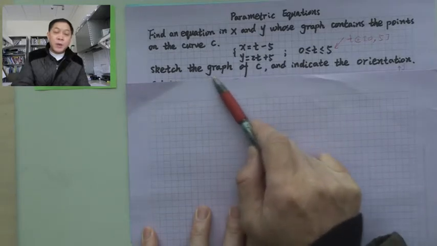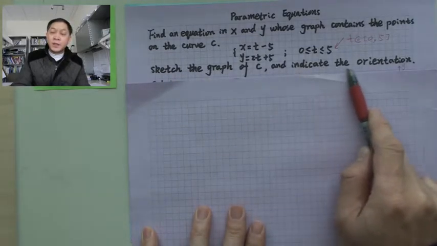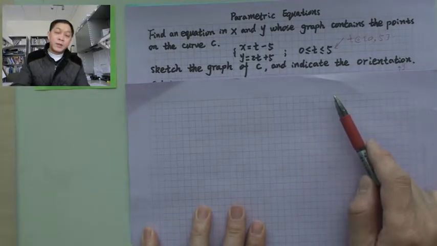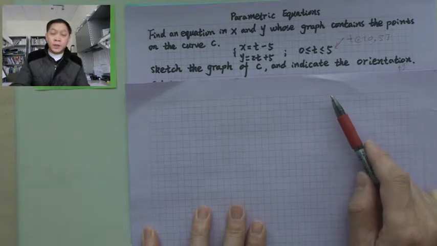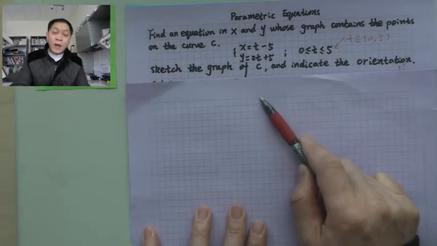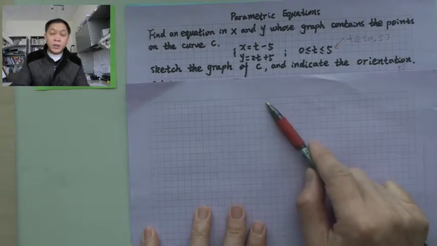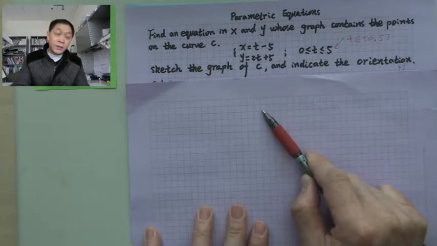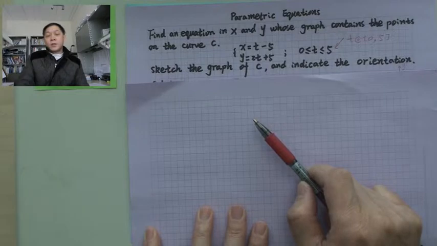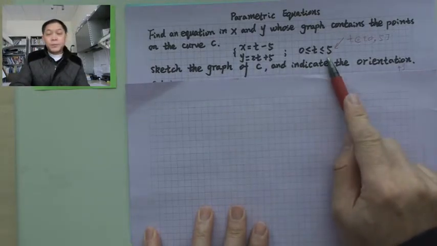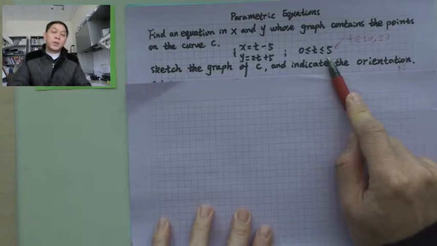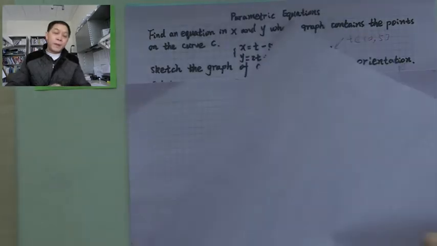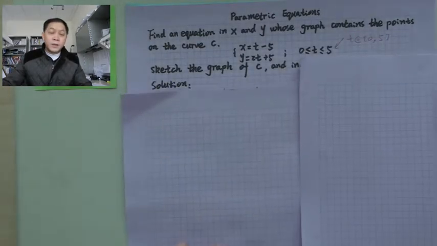It asks us to sketch the graph of C and indicate the orientation. So we are also requested to find out whether the graph goes clockwise or counterclockwise, or goes down or goes up, or goes from the left to the right, or from the right to the left. We have to figure that out. There are certain steps we need to follow. Now let's look at step 1.